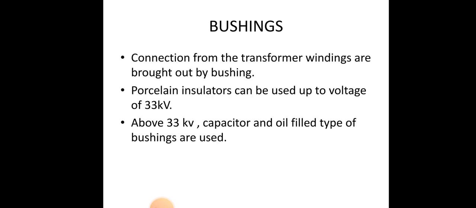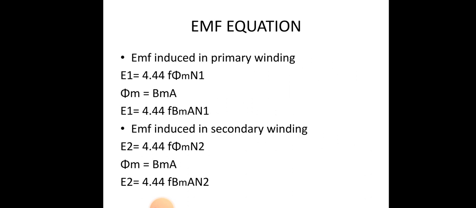Next one, bushings. The connections from the transformer windings are taken out with the help of bushings. Porcelain insulators can be used up to a voltage of 33 kV. Above 33 kV, capacitor or oil filled type bushings are used. So these are the construction details of the transformer. And next one, EMF equation of transformer.